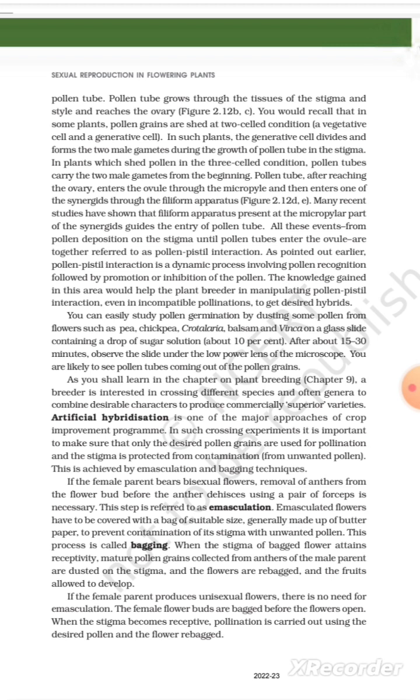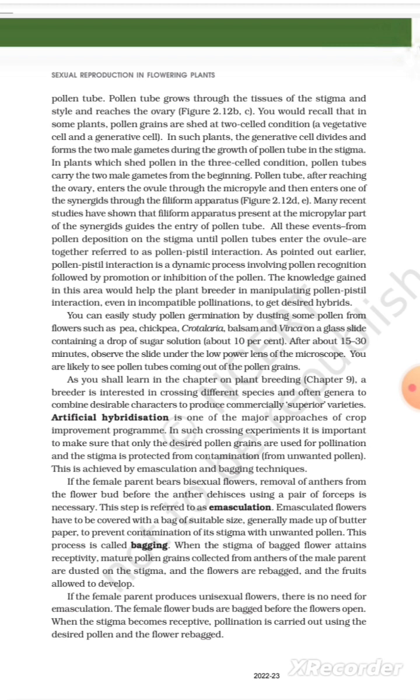If the female parent bears bisexual flowers, removal of anthers from the flower bud before the anther dehisces, using a pair of forceps, is necessary. This step is referred to as emasculation. Emasculated flowers have to be covered with a bag of suitable size, generally made up of butter paper, to prevent contamination of its stigma with unwanted pollen. This process is called bagging. When the stigma of a bagged flower attains receptivity, mature pollen grains collected from anthers of the male parent are dusted on the stigma, and the flowers are rebagged and the fruits allowed to develop.